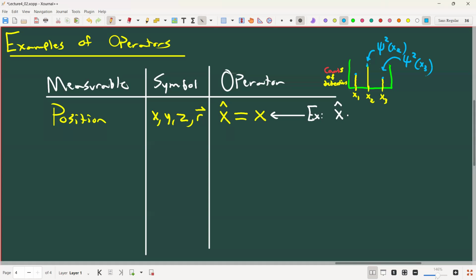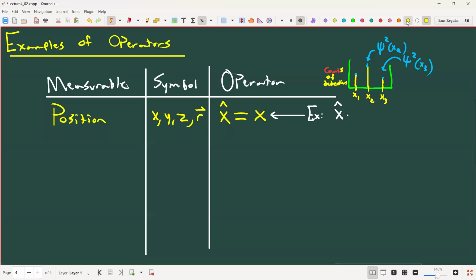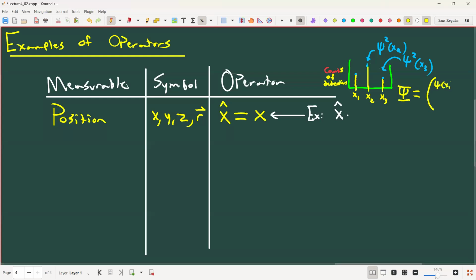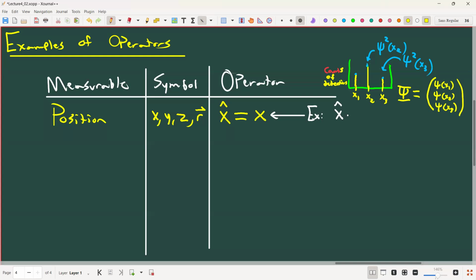All right, so let's apply a measurement of X to this state. Psi for this state is just going to be a vector of three positions, where the first component is psi evaluated at X1, psi evaluated at X2, and psi evaluated at X3. And those are just the square roots of the numbers that you measure here. So we just have to measure the counts and square root them, and those are the coefficients on our wave function, because they tell us something about the probabilities.